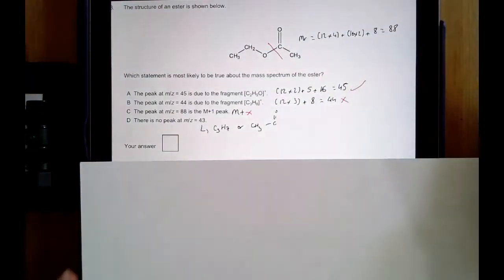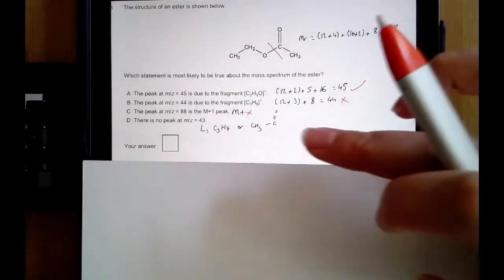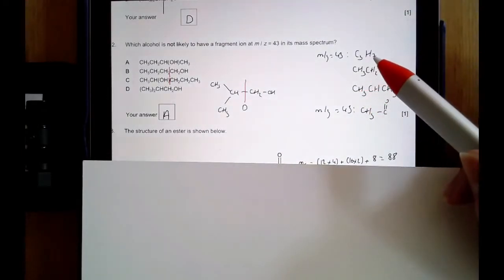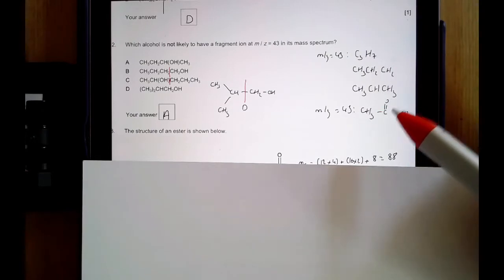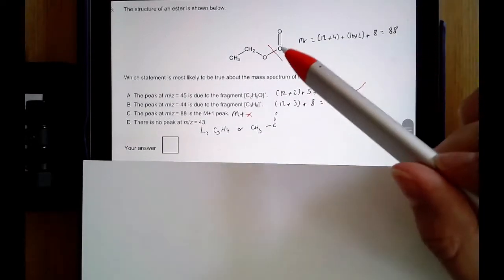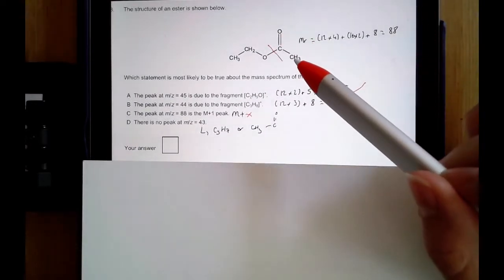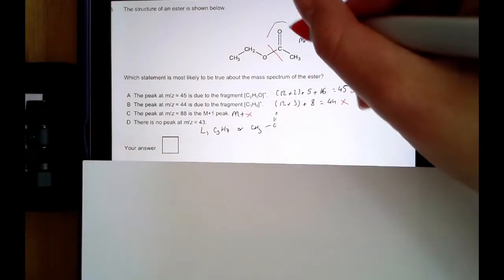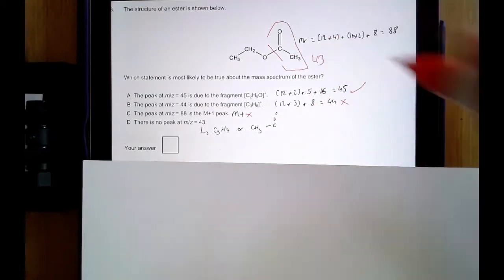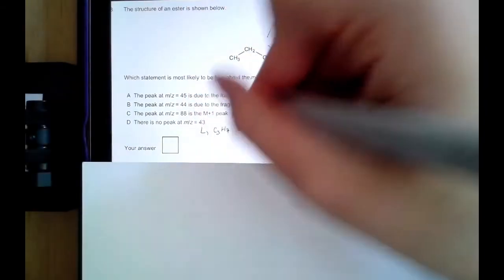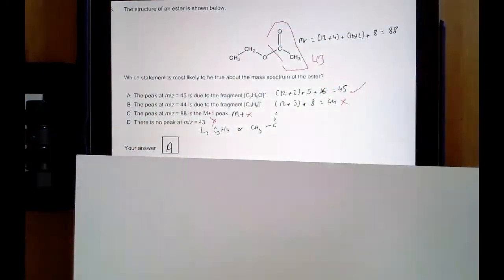And the last one says there is no peak at m/z 43. We've just had this number 43 above. We said that 43 is typically caused by C3H7 or a CH3 directly bonded to a carbonyl group. If I scroll down here, I can see that I have a C double bond O directly bonded to a methyl group, and this fragment would have a mass of 43. So I would have a peak of 43. Sorry, that should be an X. There is a peak at 43. Therefore, as I originally thought, my answer is going to be A.